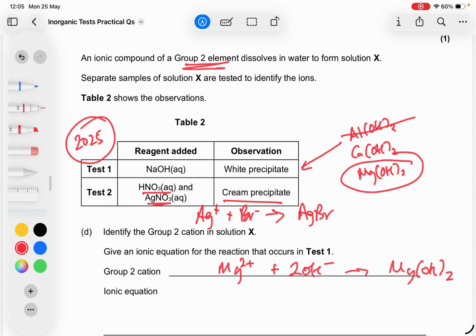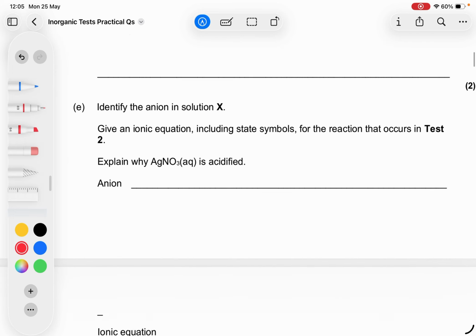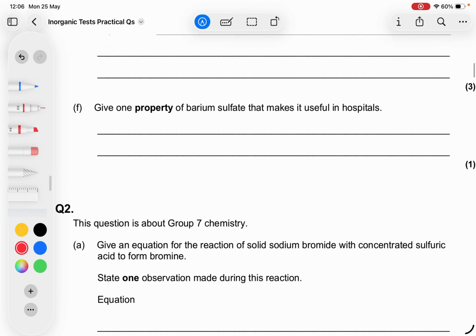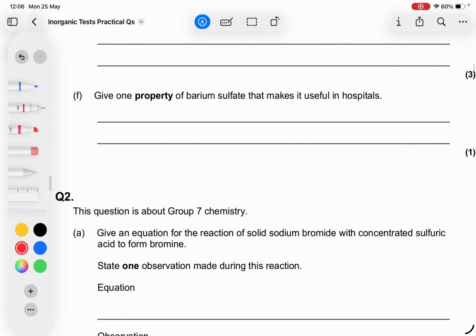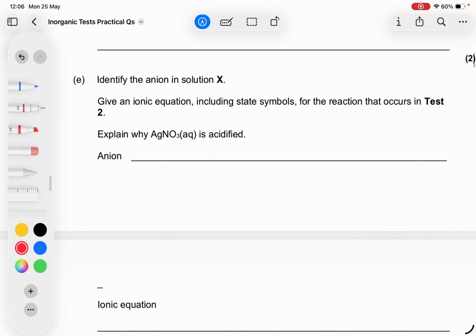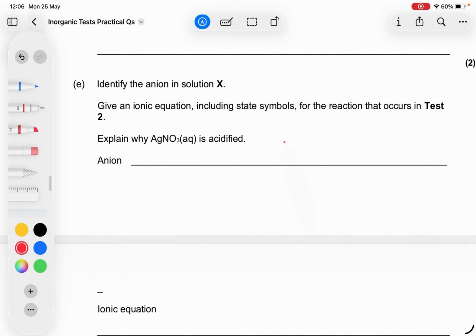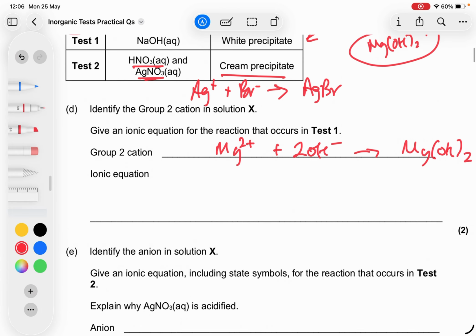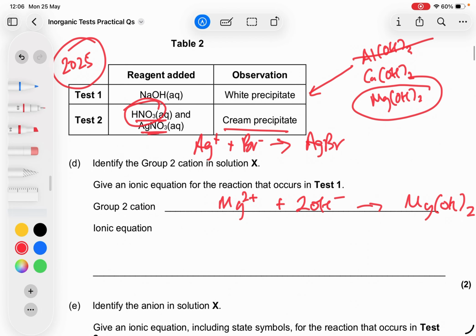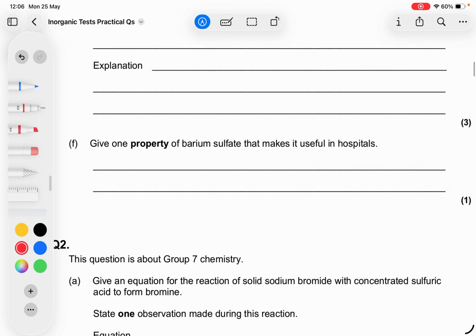So it's important that we learn this, and this is something that needs to be learned. The reason why we add nitric acid here, why do we add nitric acid? I said earlier, it is to remove any carbonate ions or any other ions that will give you a precipitate here. So that's the reason why.